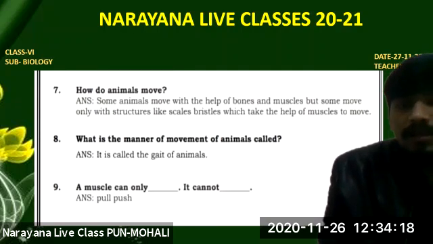Next one, a muscle can only dash, it cannot dash. A muscle can pull, but it cannot push. So I said the pulling, the opposite forces will act from the two muscles, the opposite direction of movement of muscles at the relaxation and contraction, it influences the movement of the bones. I hope everyone is clear with the questions and answers.